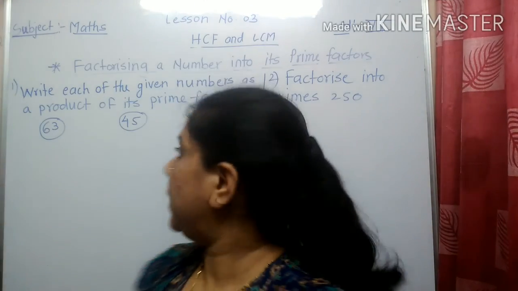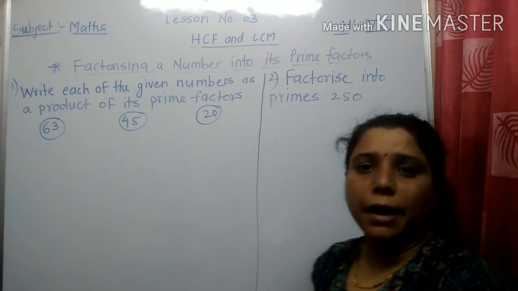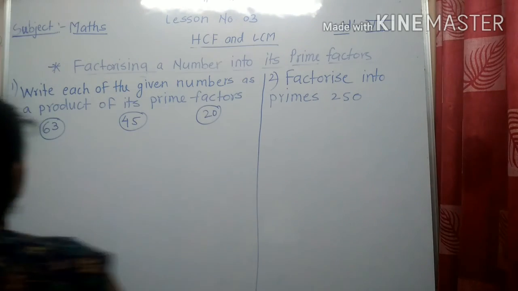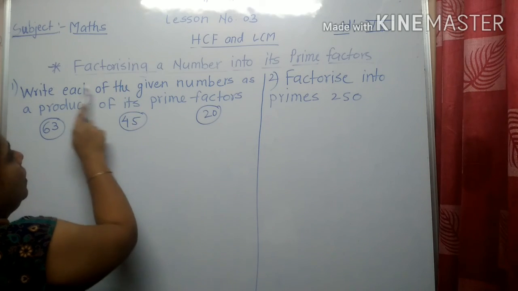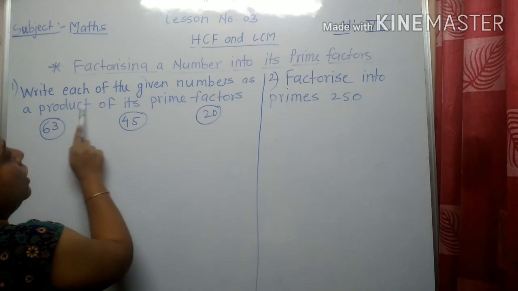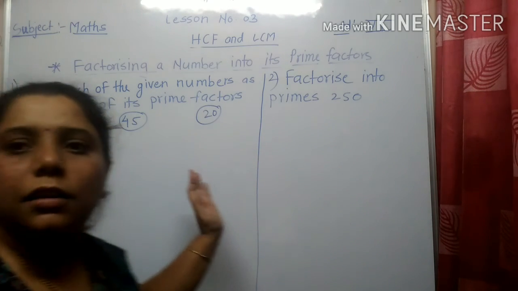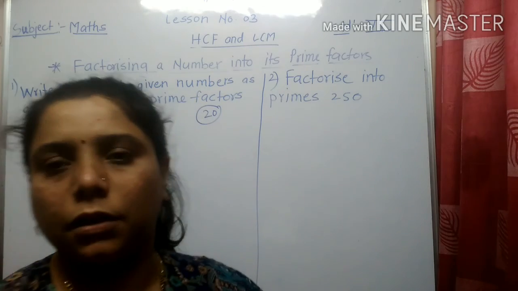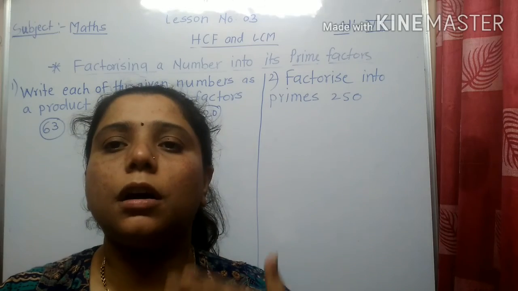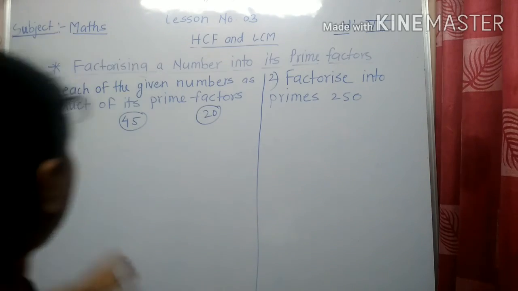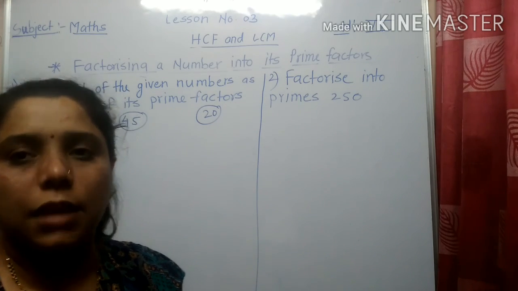Now see the next example: how to factorize a given number into its prime factors. Now see the second example. What is the second example? Write each of the given numbers as a product of its prime factors. All three are given; the first one is a composite number. Always remember, for finding the prime factors, your number should be composite. Understood? Now see how to find the prime factors of the number 63.